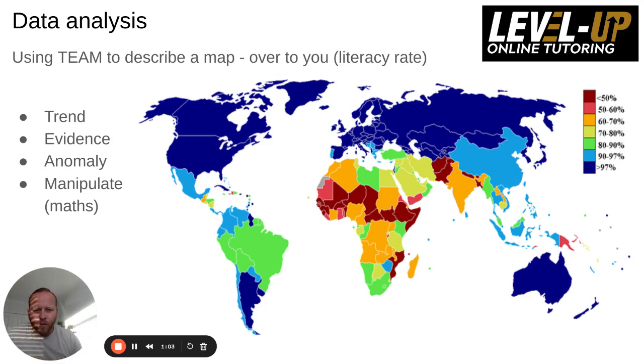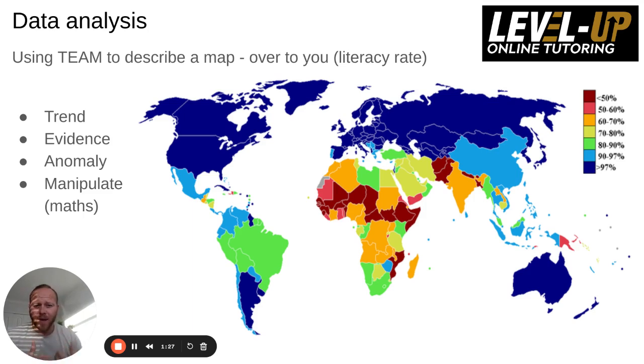So we look for an overall trend, first of all, which means an overall pattern. One example might be, it's really clear that in the whole of Africa, generally, they have pretty low literacy rates. Another trend you might say is, in Europe, they have really high literacy rates. Because we mentioned a continent, that works as an overall trend. Or we might say something like the Northern Hemisphere has really high literacy rates.